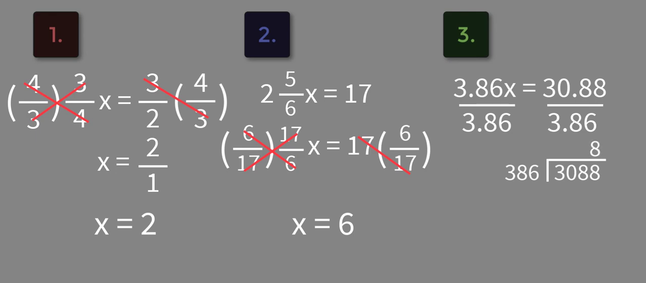turns out. So 6 times 8 is 48. 8 down, carry your 4. 8 times 8 is 64. 68 when you add the 4. 8 down, carry your 6. 3 times 8 is 24. Plus 6 is 30. So it worked out well, and that just leaves us with x equals 8.